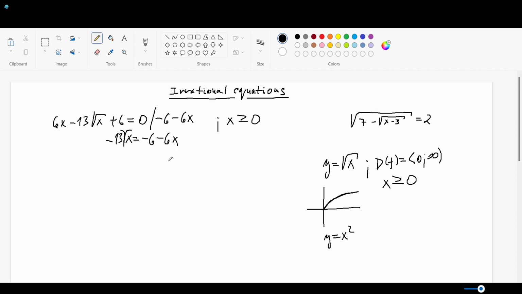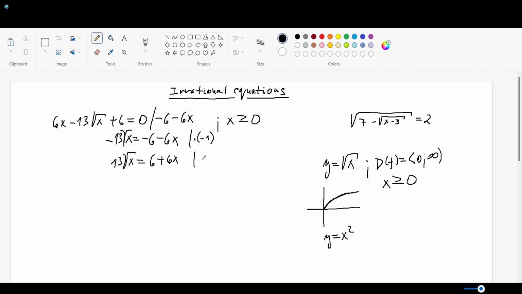Okay, now as I really don't like to work with a lot of negative numbers, and as you can probably also see, it would be a clever idea to multiply both sides by -1, which is okay. Then it would be 13 times square root of x is equal to 6 plus 6x. Now you can simply multiply both sides by 1 over 13, but it doesn't make a lot of sense. You can try.